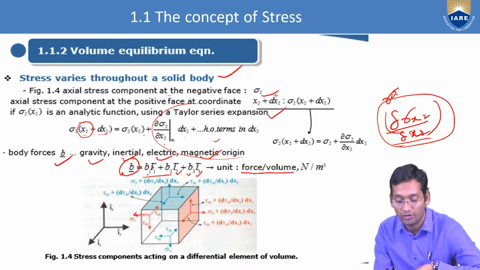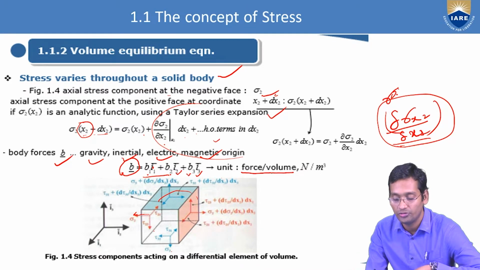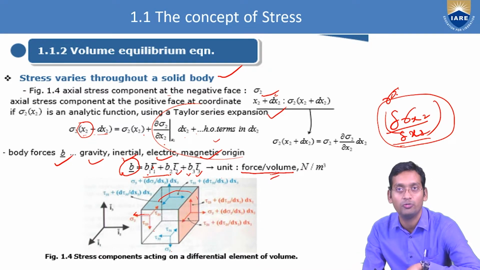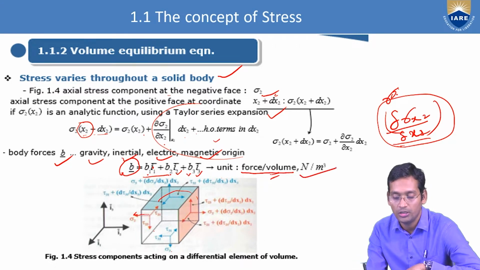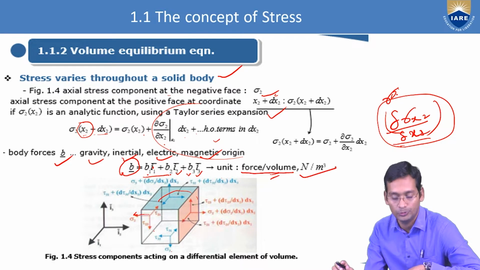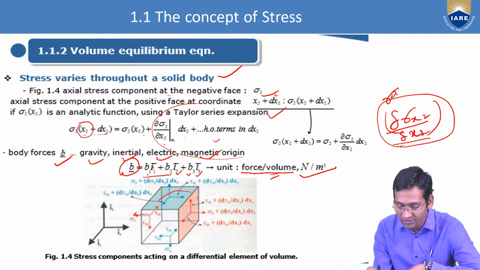Force by volume. Here we are considering the volume, not the area. So the body force is force by volume, and its unit will be Newton per meter cube. Okay, so now let's see this one again.